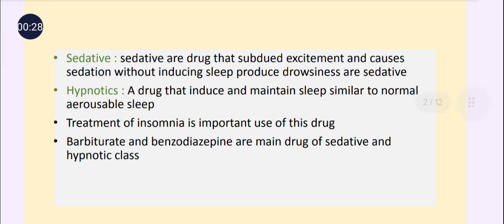Sedatives are the drugs that subdue excitement and they cause sedation without inducing sleep, producing only drowsiness. They are called sedatives. And hypnotics are the drugs that induce and maintain sleep, like a normal arousable sleep. Means hypnotics are drugs that are comparatively responsible for the deep sleep condition, and those drugs which are sedative in higher dose may act as hypnotics also. Barbiturates and benzodiazepines are the main drugs belonging to the class of sedatives and hypnotics.